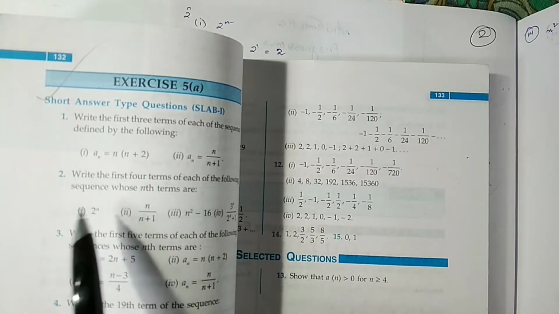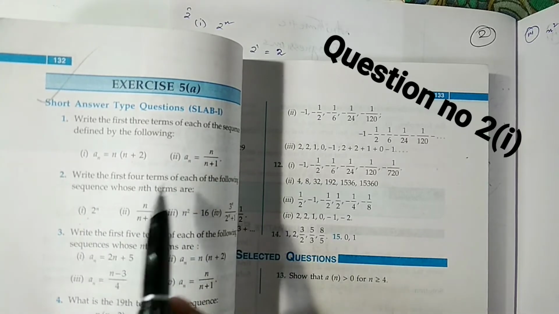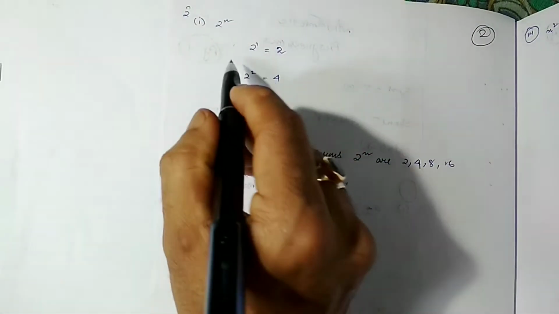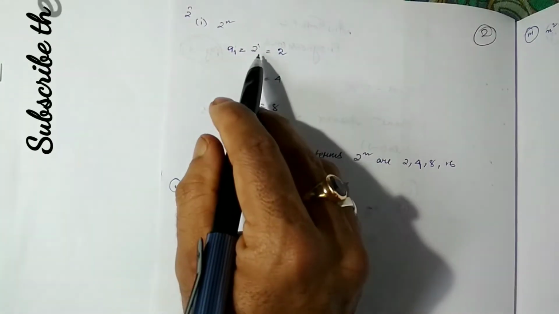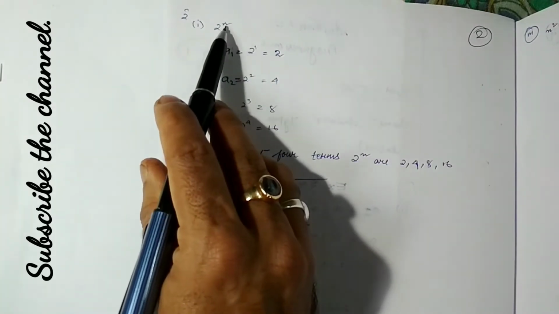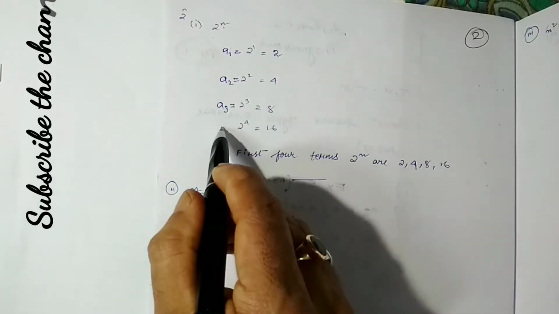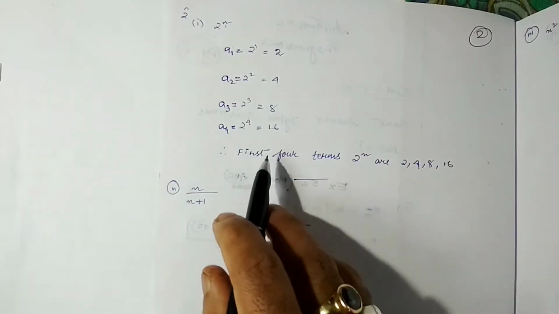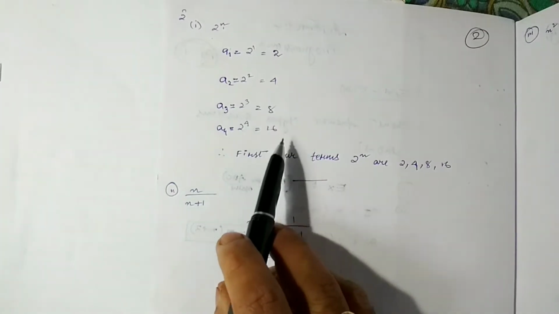Now let me do the first part of question number 2. We are to find the first 4 terms of 2 to the power n. Now here it is already given 2 to the power n. So the first term will be 2 to the power 1, replacing n by 1, so we are going to get 2. The second term will be 2 to the power 2, which is 4. For the third term, it will be 2 to the power 3, which is 8. And for the fourth term, we are going to get 2 to the power 4, which means 16. Therefore, the first 4 terms are 2, 4, 8 and 16.